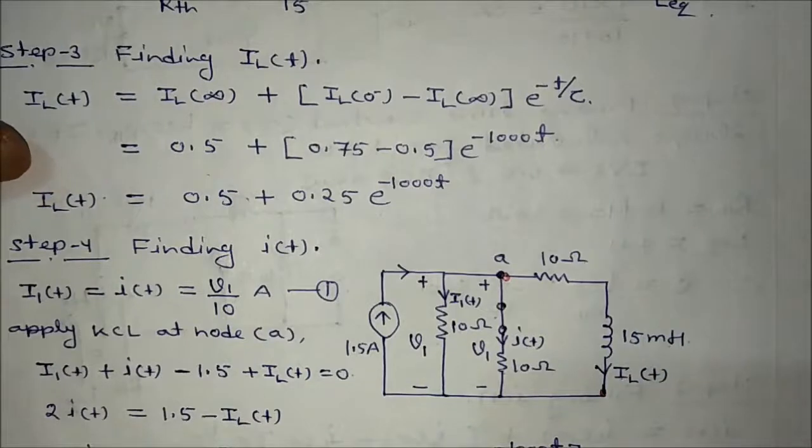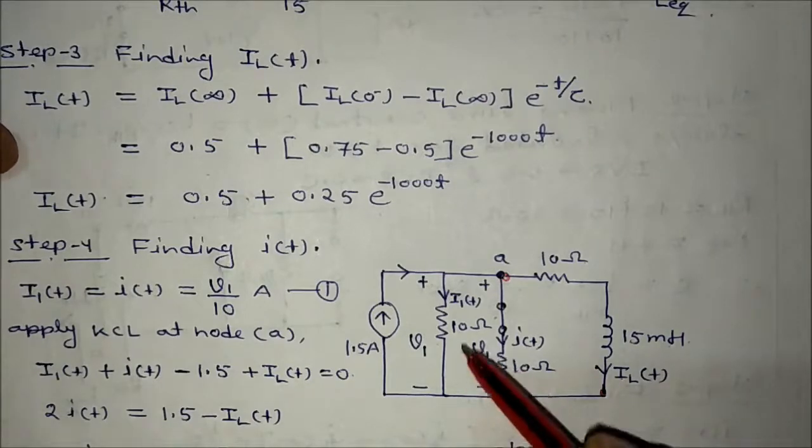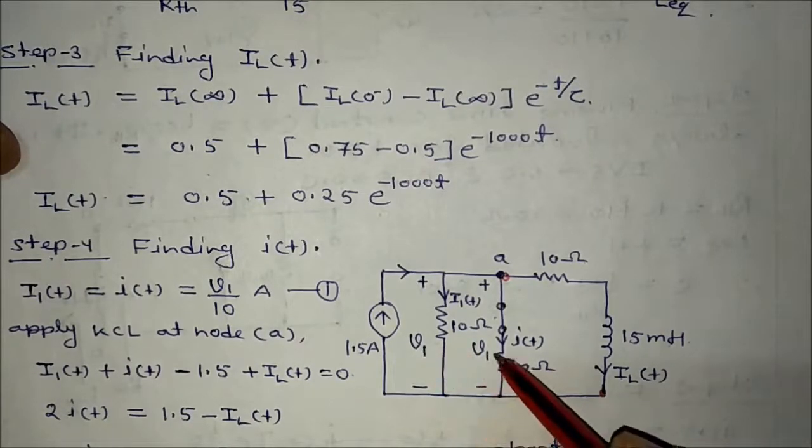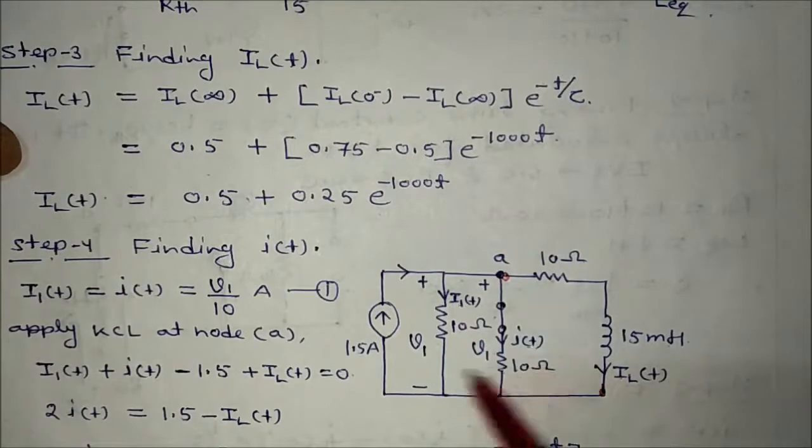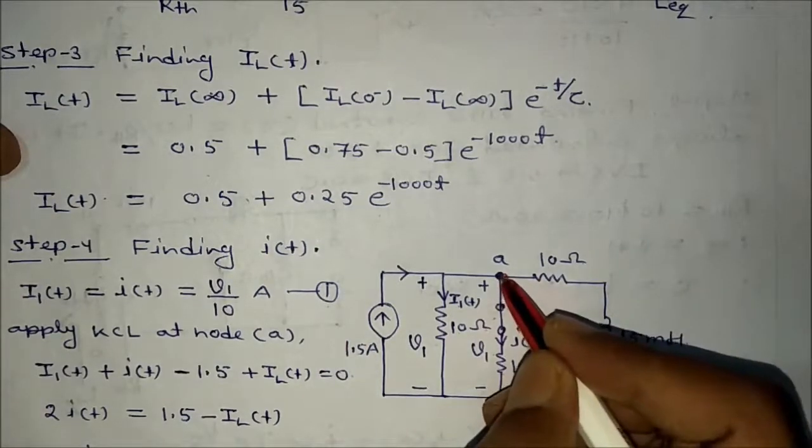If we want to do it in an easier method, we can say that this voltage is V1, this is also V1, so this current and this current will be equal to V1 divided by what? 10 ohm. That is equation 1. Now apply KCL at node A.